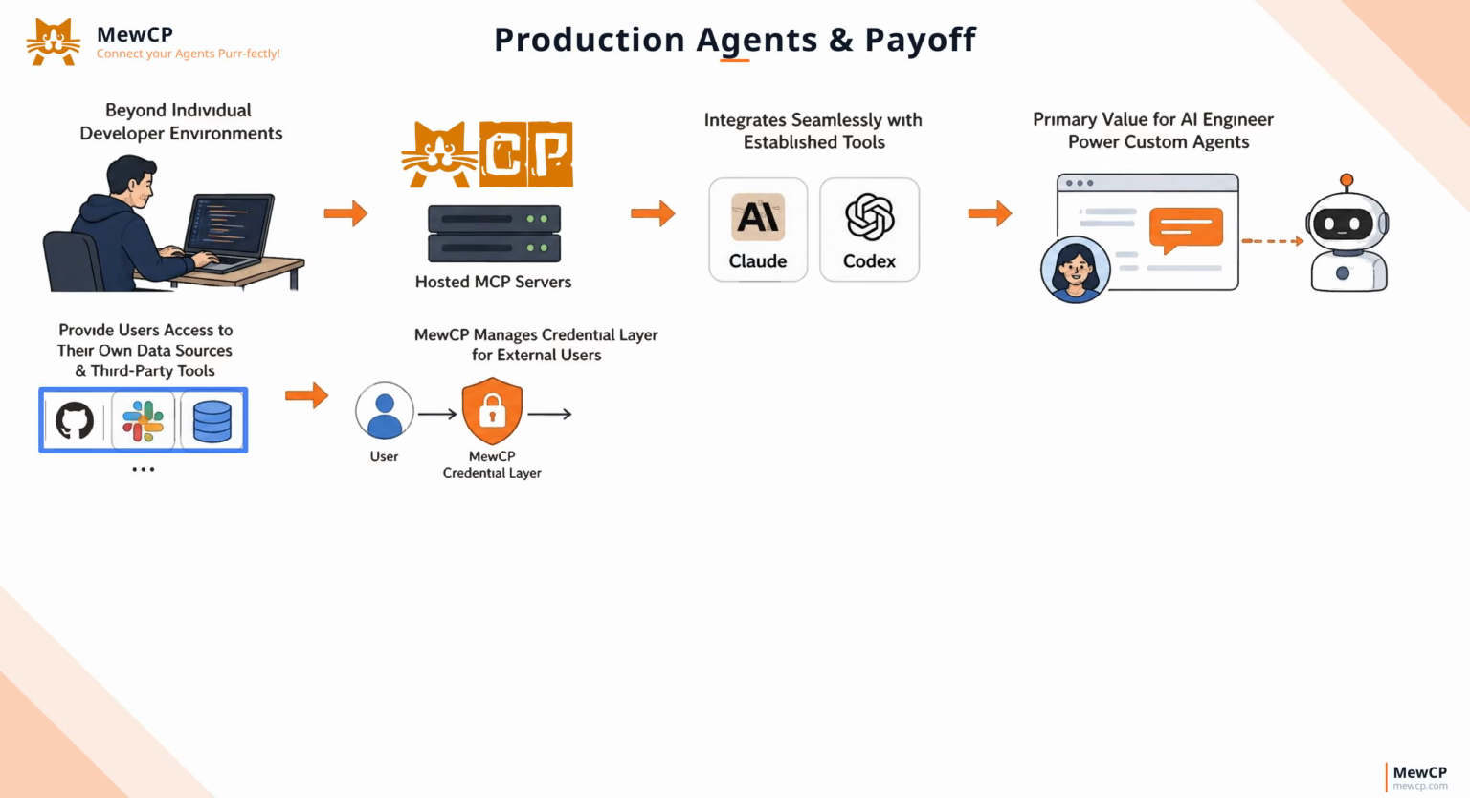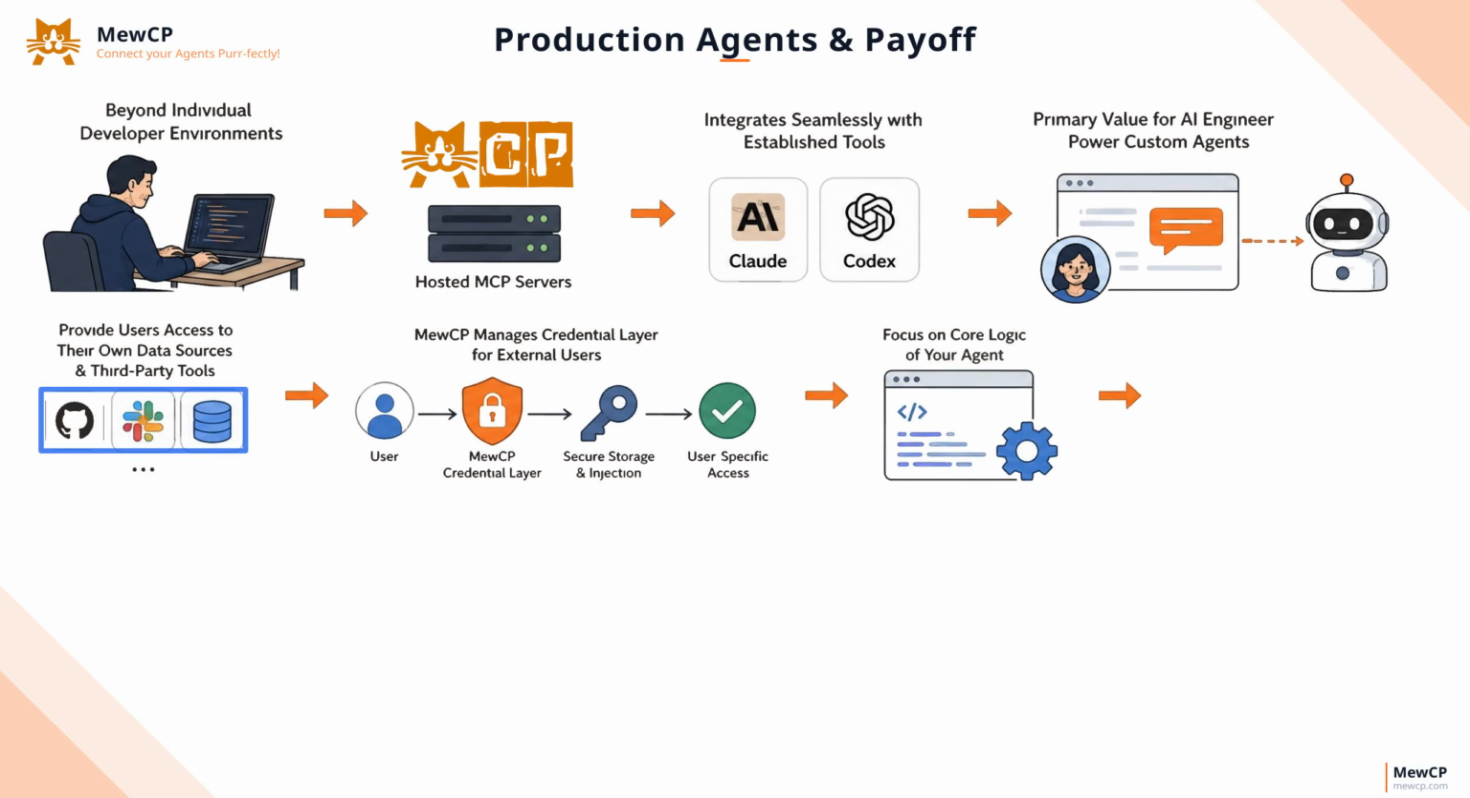This means when you build an agent that requires access to a user's specific GitHub or Slack instance, MewCP handles the secure storage and injection of those user-specific tokens. This allows you to focus on the core logic of your agent, while the platform handles the complex identity and access management required for third-party tool interactions.